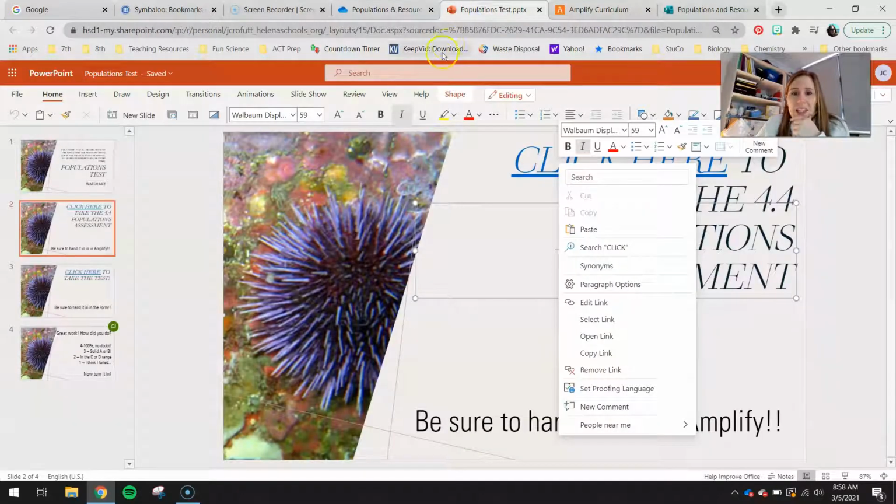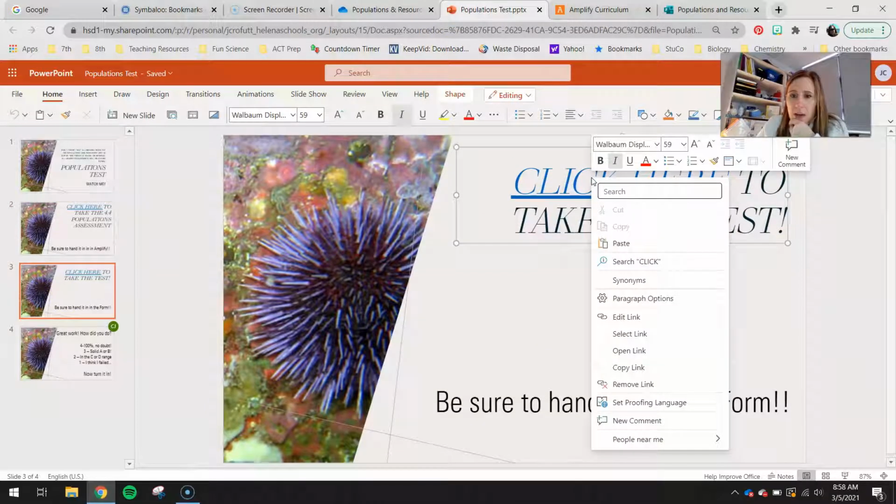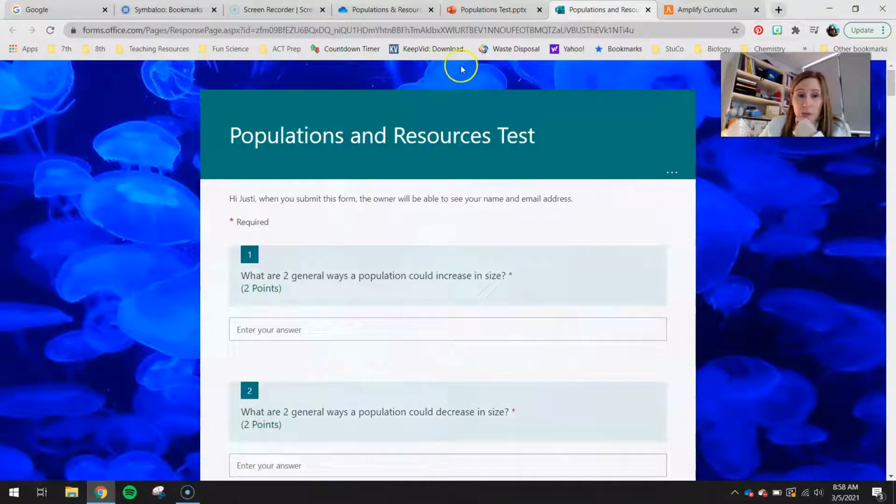Okay, coming back into your PowerPoint, we're going to move on to slide 3. This is going to be your other part of the test. So you're going to go ahead and open that up. It will take you into the Google form or the Microsoft form, and you will take this part in here. This is one that I'm really going to go through with you guys.